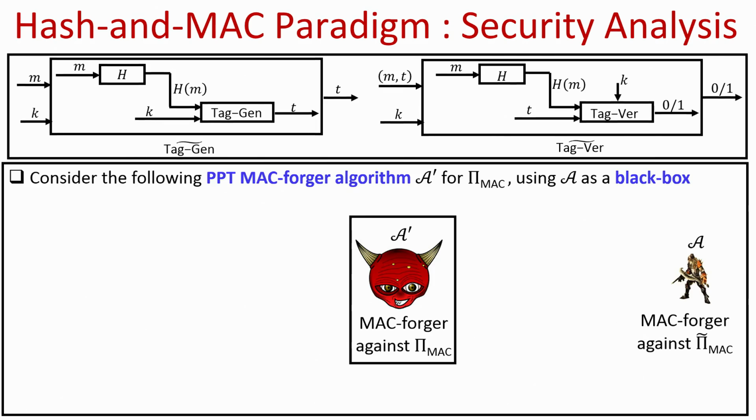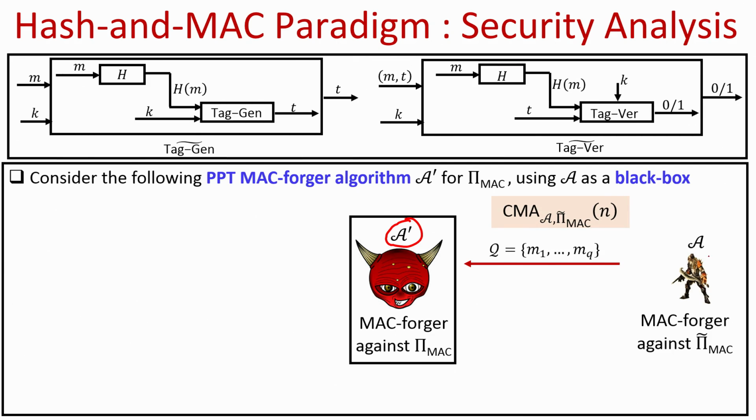Now, let us establish the second fact, namely we want to prove that assuming that the event collision does not happen, the probability that the MAC forger algorithm against the composed MAC can win the CMA game is upper bounded by some negligible function, and that we establish by giving a reduction. So, we assume that we have a polytime MAC adversary who can break the CMA security of the composed MAC. Now, using that adversary, we design another adversary which we denote as say A dash, and its goal is to actually create a forgery against the fixed length base MAC.